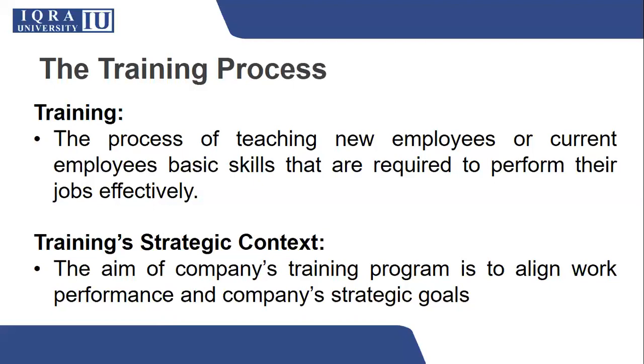Now, training strategic context. What is it? The aim of the company's training program is to align the work performance and company strategic goals. That means the employer's strategic plan should ultimately govern its training goals. In essence, the task is to identify the employee behavior the firm will require to execute its strategy, and from that, deduce what competencies employees will need. Then put in place training goals and programs to instill these competencies.